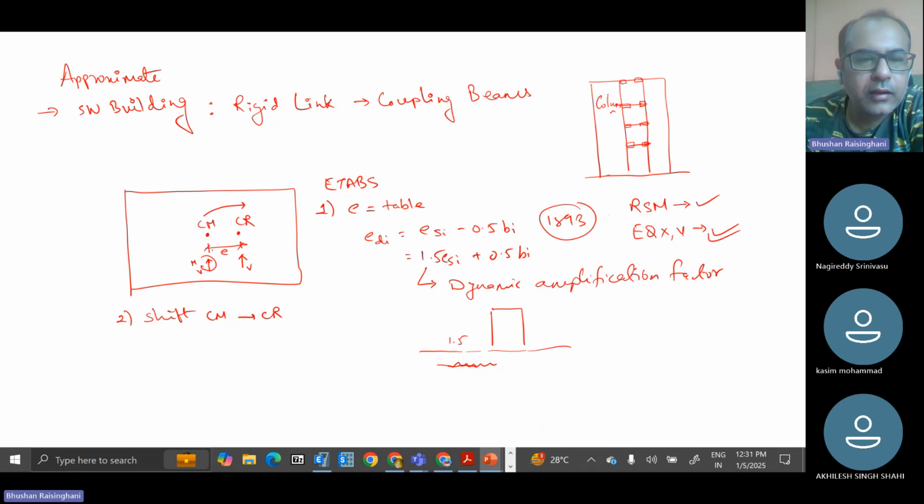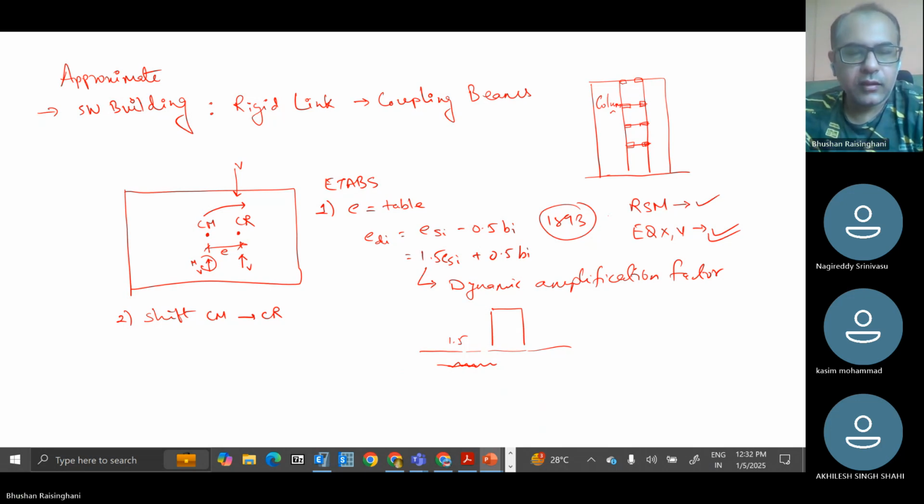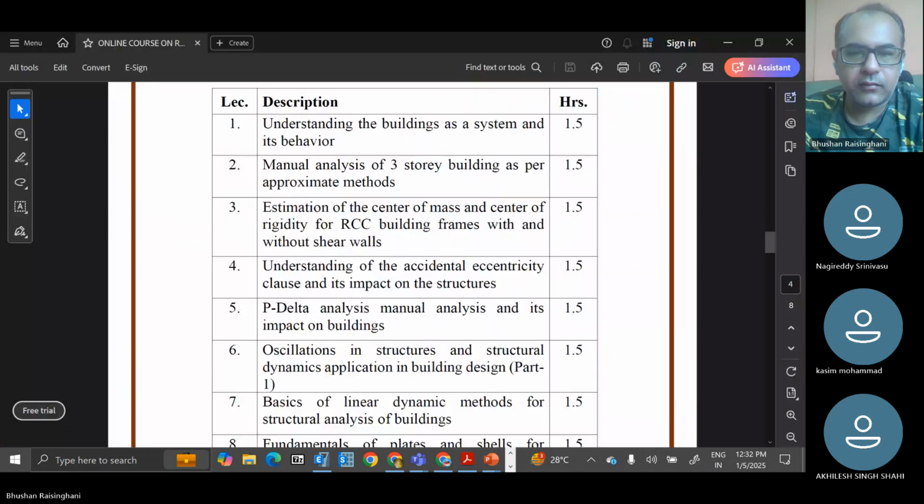So force into eccentricity, that moment you applied, and the shear force you applied at the center of mass. Now in the second case, you are shifting everything here, so the force will be applied at this particular point, and the moment will be automatically captured by the software. So there are two methods to evaluate the stiffness center and the mass center. Okay. So we will evaluate that manually as well as in the software.